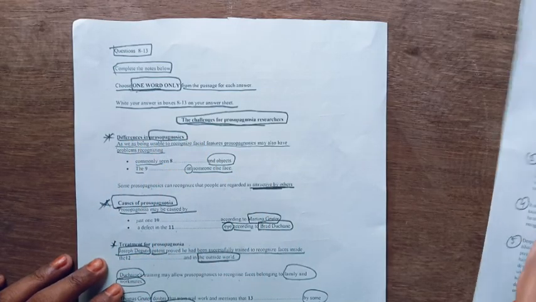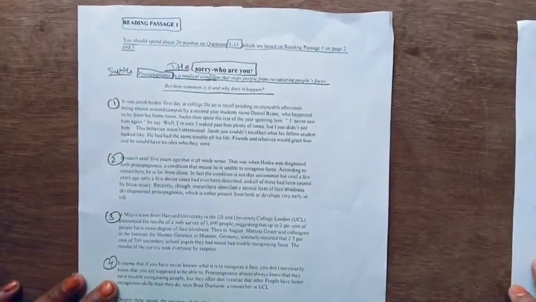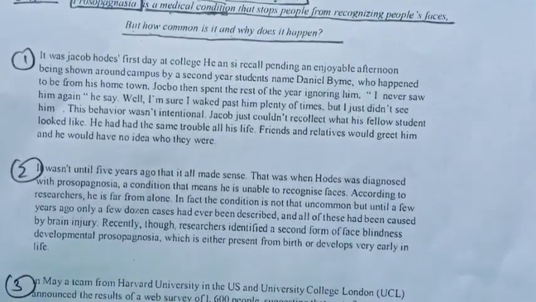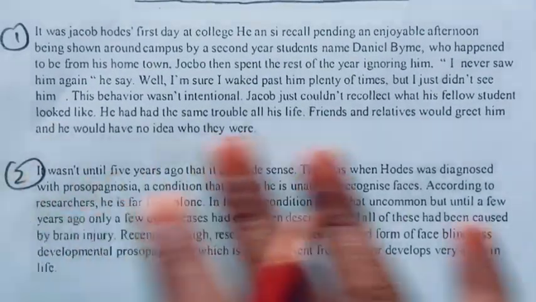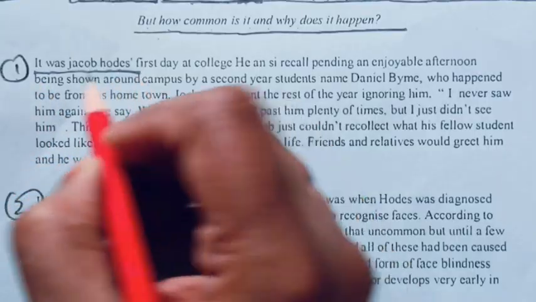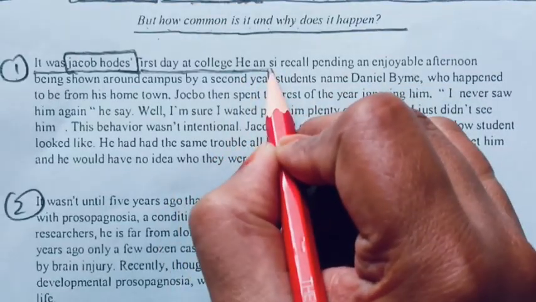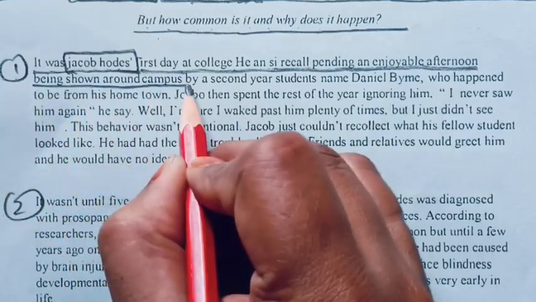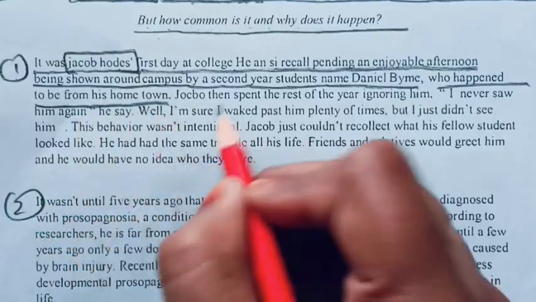Okay, so we will quickly read our paragraphs and let's find our answers. So our first paragraph: it was Jacob Hood's first day at college. He recalled spending an enjoyable afternoon being shown around campus by a second-year student named Daniel Byrne, who happened to be from his hometown.